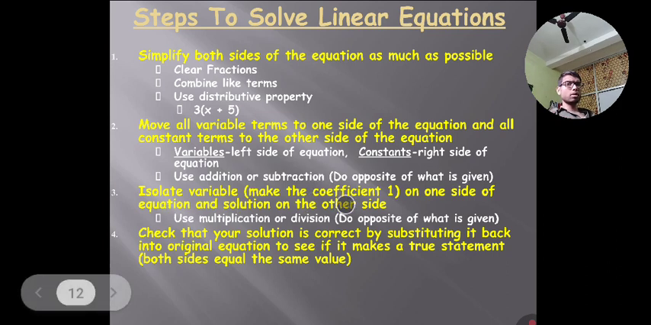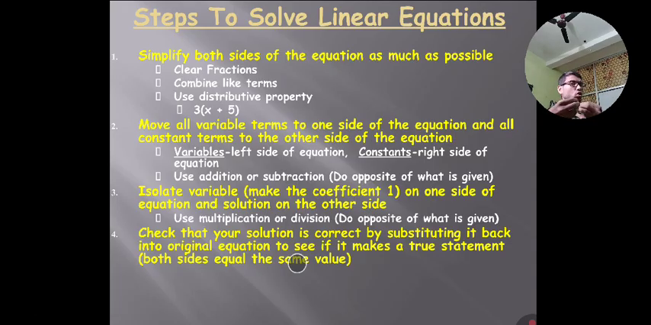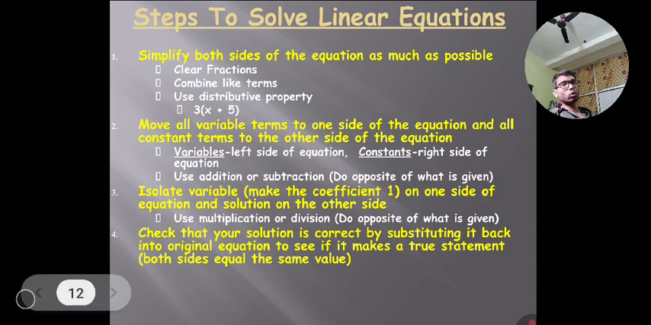Use addition or subtraction to do the opposite of what is given. Isolate the variable: make the coefficient 1 on one side of the equation and the solution on the other side. Use multiplication or division to do the opposite of what is given. If you are given multiplication and you want to shift a term from one side to the other, you will have to convert the multiplication into division. That is how you will do it. This slide is done.